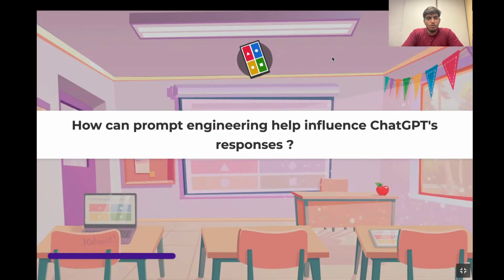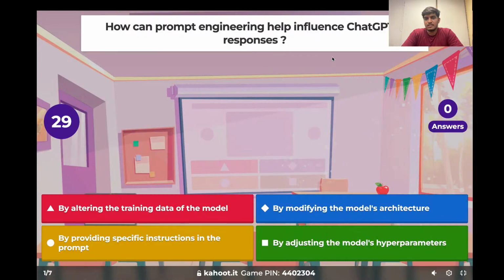And the question is, how can prompt engineering help influence ChatGPT's response? Come on. You just have 21 seconds left. Quickly answer. Guys, last 10 seconds.